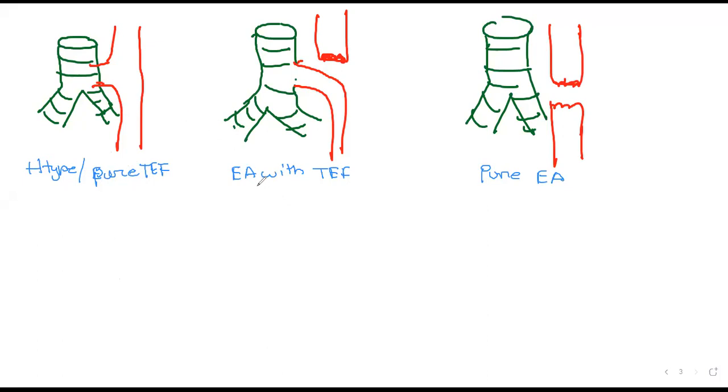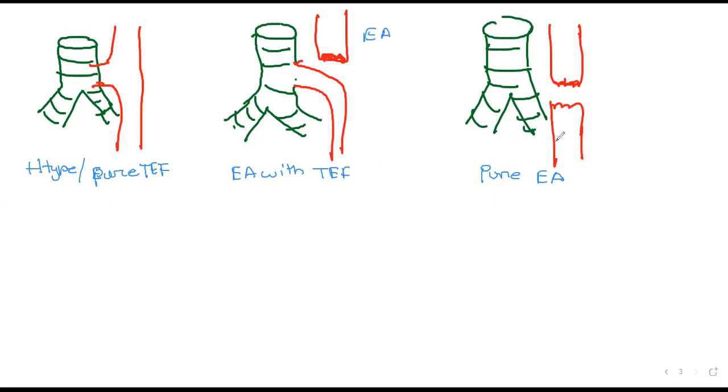The second type has an esophageal atresia and a tracheoesophageal fistula, and we know it is our most common type of tracheoesophageal abnormality. And the third type is the pure esophageal atresia. We can see that both ends of our esophagus have atresia. So what will be the clinical effects associated with that?